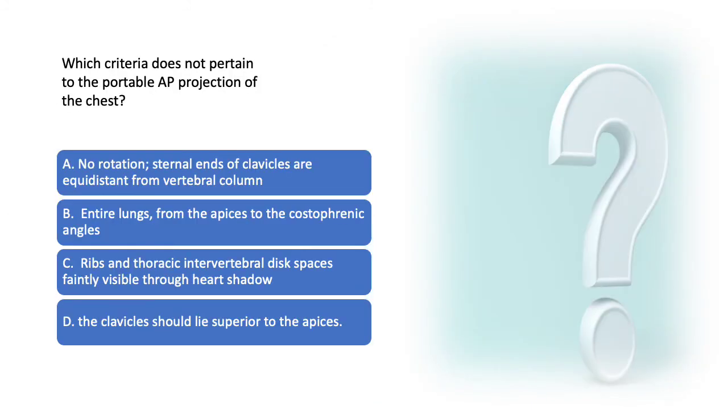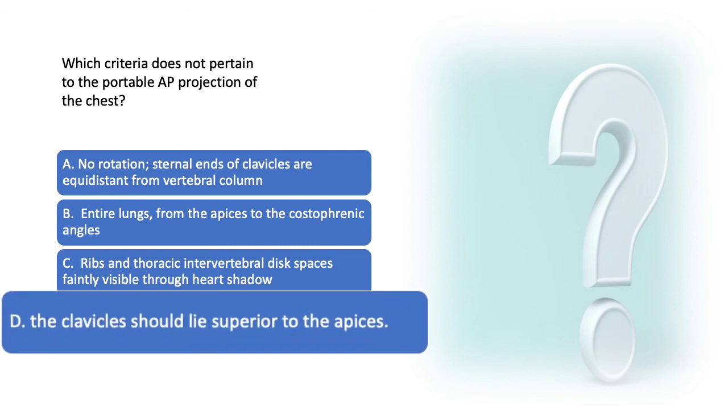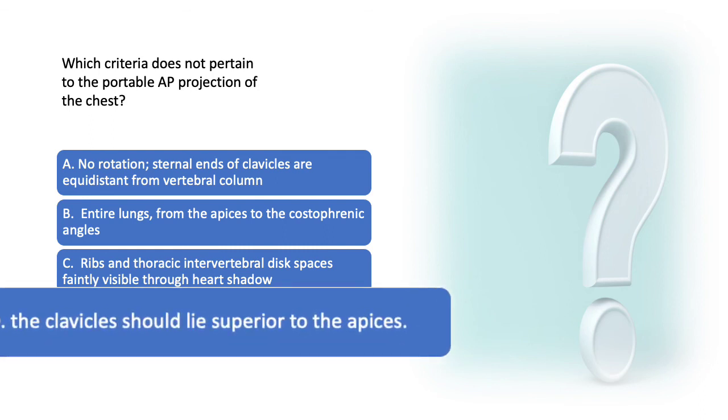Which criteria does not pertain to the portable AP projection of the chest? Is it A, no rotation, B, the entire lungs from the apices to the costophrenic angles, C, ribs and the thoracic intervertebral disc spaces are faintly visible through the heart shadow, or is it D, the clavicle should lie superior to the apices? So the one that does not belong is D, the clavicle should lie superior to the apices.